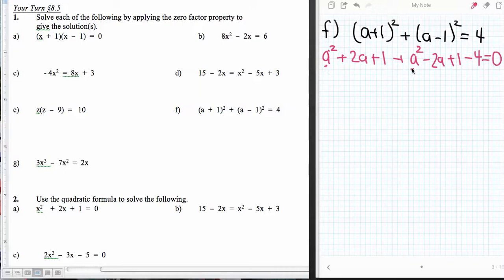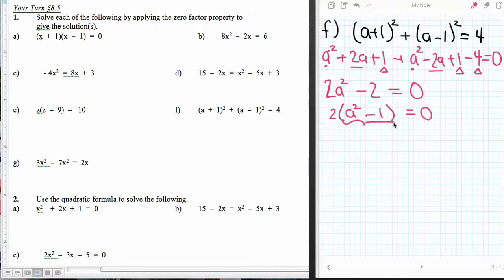I've got an a squared and an a squared, so I'll have 2a squared, and then I have an a and a negative a, so I have no a's, and then I have a 1 and a 1, and I have a minus 4. So 1 plus 1 is 2 minus 4, which is a negative 2, which gives me 2a squared minus 2, which is equal to 0. Factoring out a 2, I get a squared minus 1, and that's equal to 0.